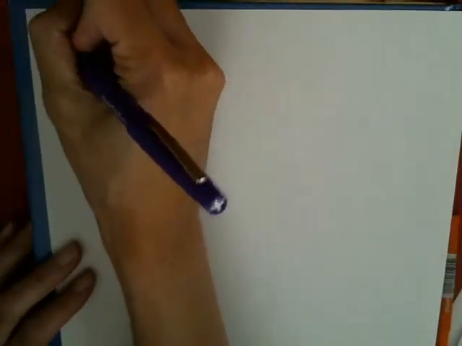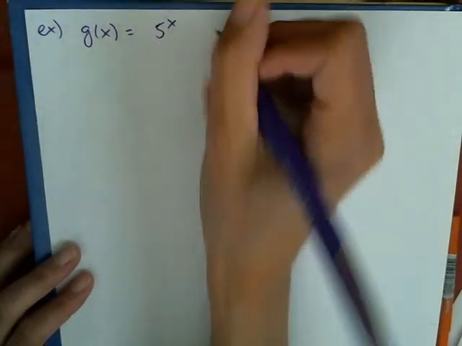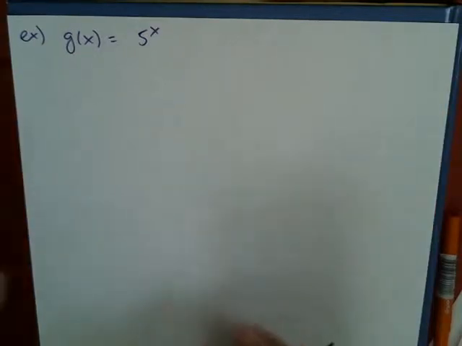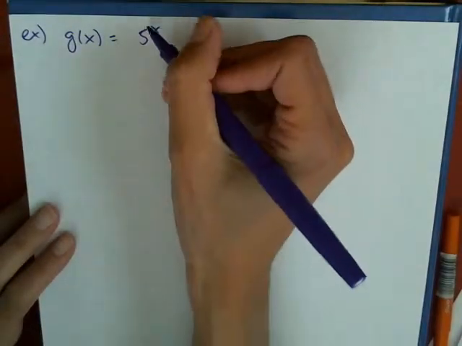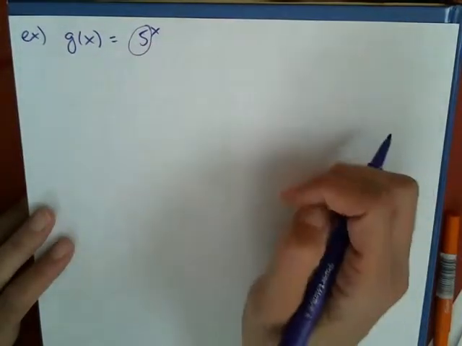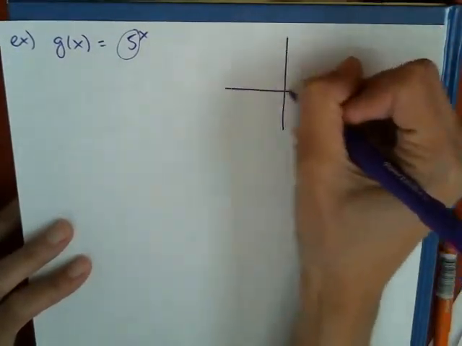Let's say that we have, for example, g of x equals 5 to the x. I don't need to do a t-table. I don't need to do anything fancy. All I need to do is to recognize that I have a whole number for a base and a positive x as the exponent. This is an increasing exponential.